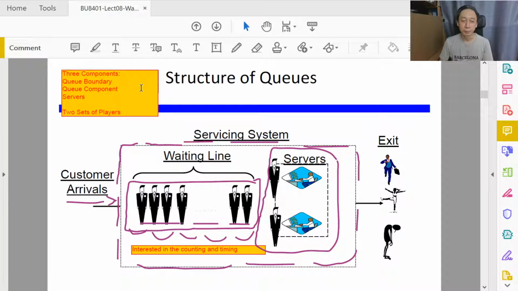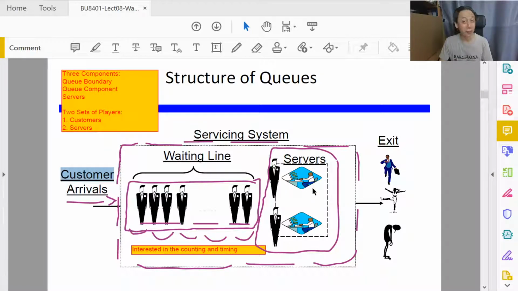Three components. Okay, the two sets of players involve the customers and the servers. Even though we call them customers here, it is more a technical term. Even when the customers are inanimate objects, like raw materials on a conveyor belt in a factory, they are in theory referred to as customers arriving. So we just generically use the word customer for incoming entities to be processed, to meet with the other set of players, which will be the servers.